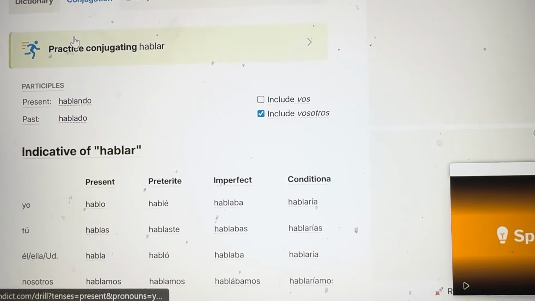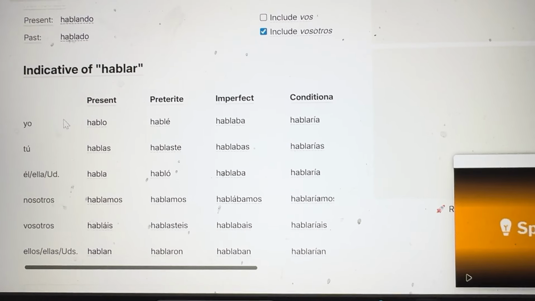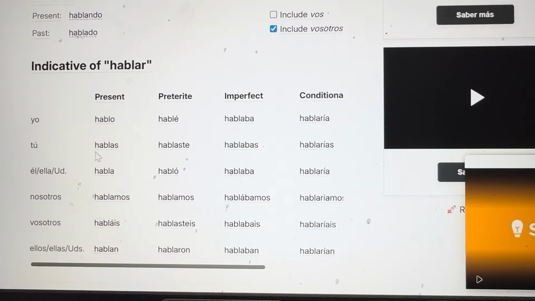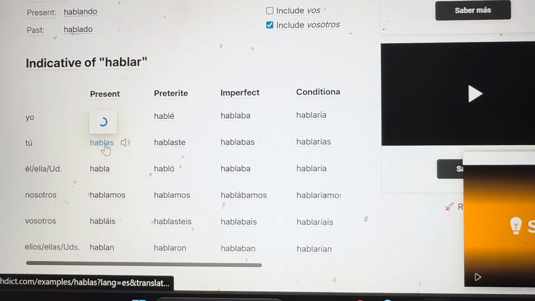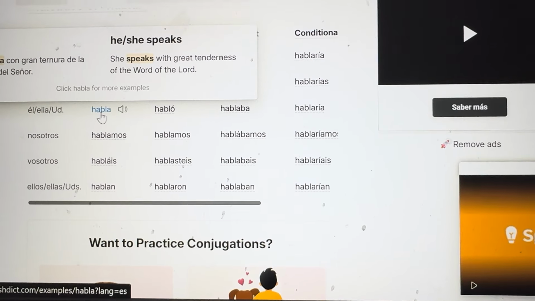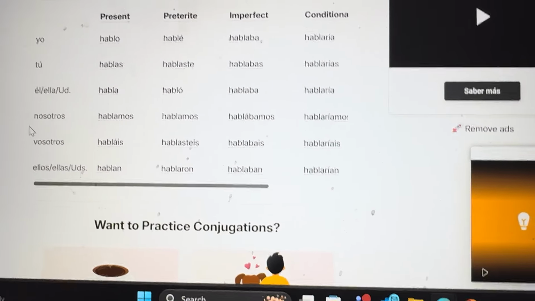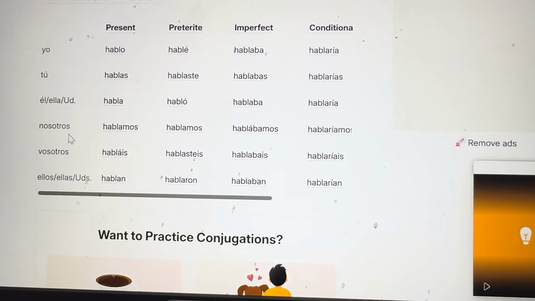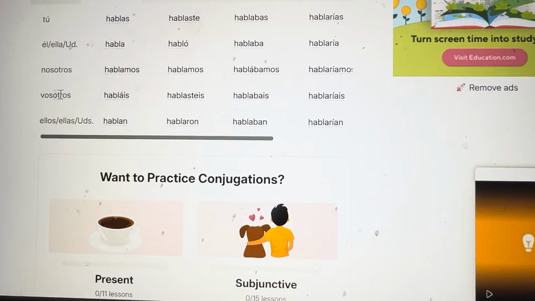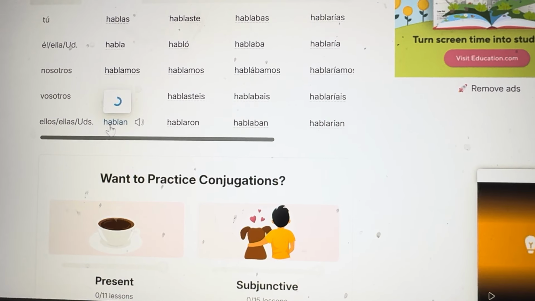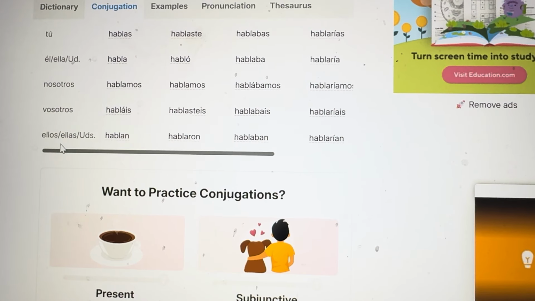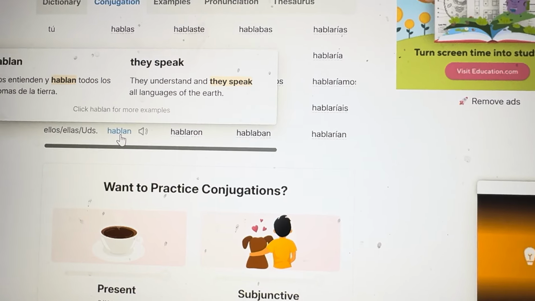So if the verb is hablar, which means to speak, yo hablo means I speak. Tú hablas means you speak. He, she speaks is él, ella, usted habla. We speak is nosotros hablamos. You all speak is vosotros habláis. Ellos, ellas, ustedes hablan. They speak.